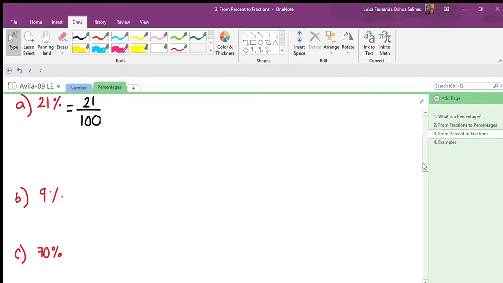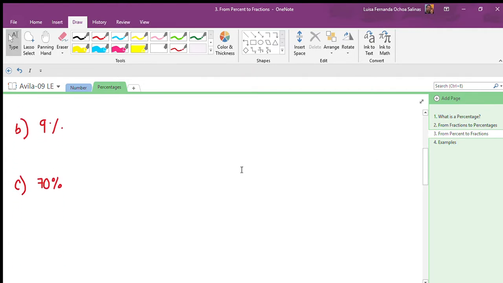Let's say 9%. Okay, so if I have 9%, how will we write 9% as a fraction? The same. 9% is the same as 9 out of 100. Okay, again, I know that I can't simplify this one, so that's my final answer. The next one, 70%, the same as 70 out of 100. I know that I can simplify this one.